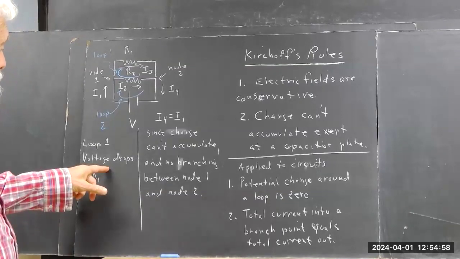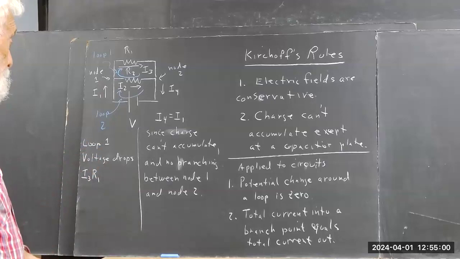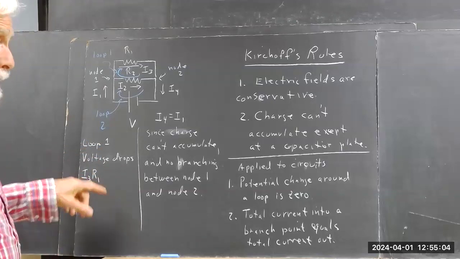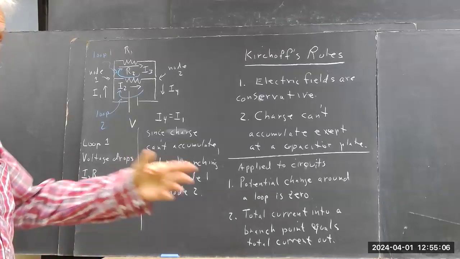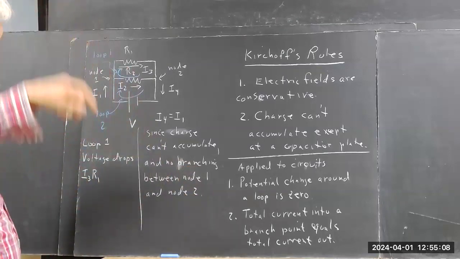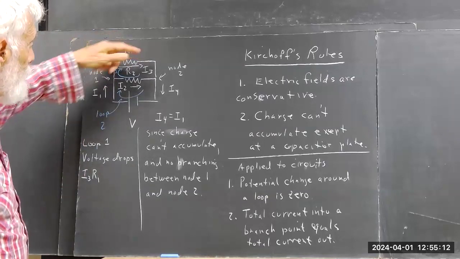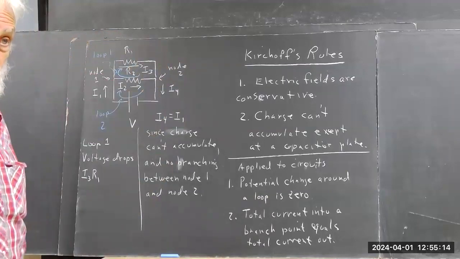So what are the voltage drops in loop 1? Well, one of them is I3 times R1. Just multiply current by resistance. There's a voltage drop from here to here if the current is in this direction.